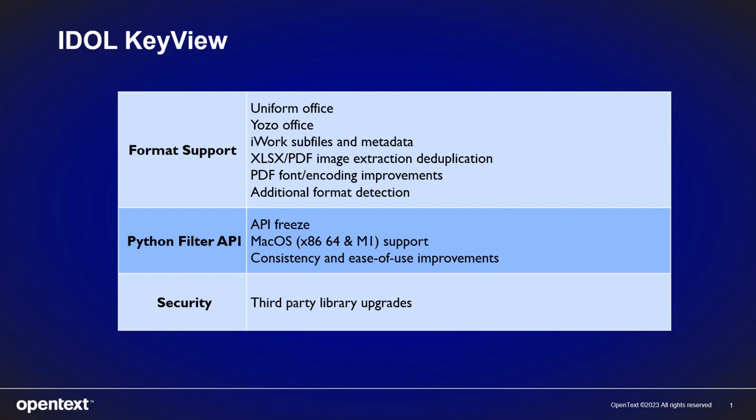Our Python API for the Filter SDK has now had an API freeze. What this means is that anyone using the Python API from 23.4 onwards should expect no breaking changes apart from at the usual major release bumps. It's also now available on the Intel and M-series macOS platforms. We've given it a few ease-of-use improvements and made it more consistent with the other language APIs as well. And as ever, we've continued to apply our third-party library policy and upgraded a number of those libraries.